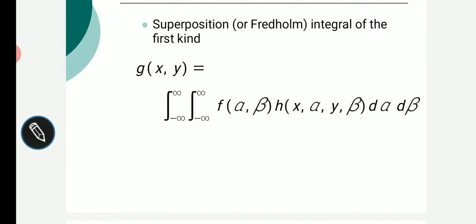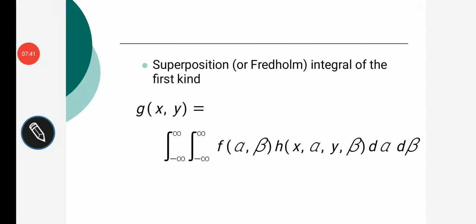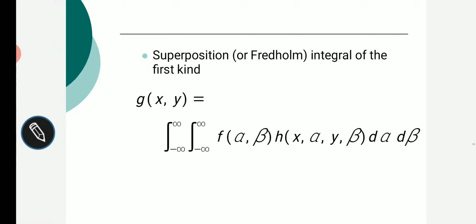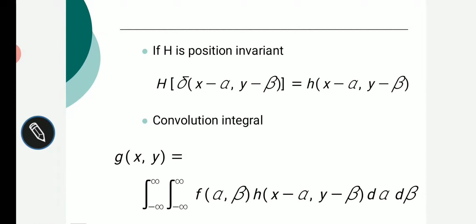This is the expression, the superposition or Fredholm integral, given by the double integration from minus infinity to plus infinity. This expression is called the superposition integral of the first kind. If h is position invariant, then h(x−α, y−β) is h(x−α, y−β).